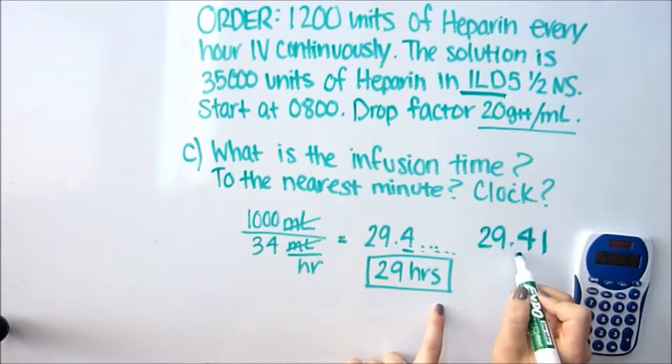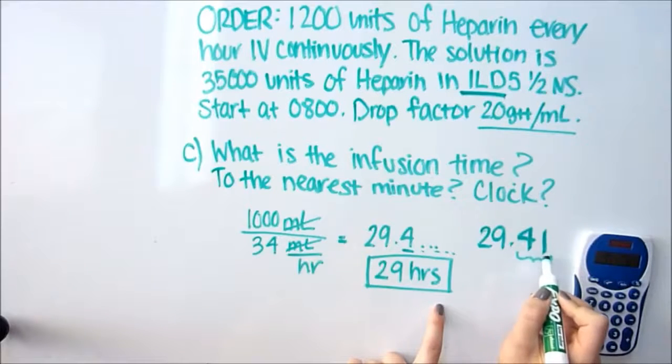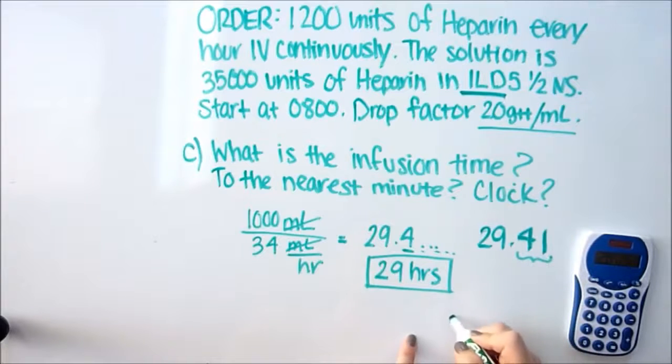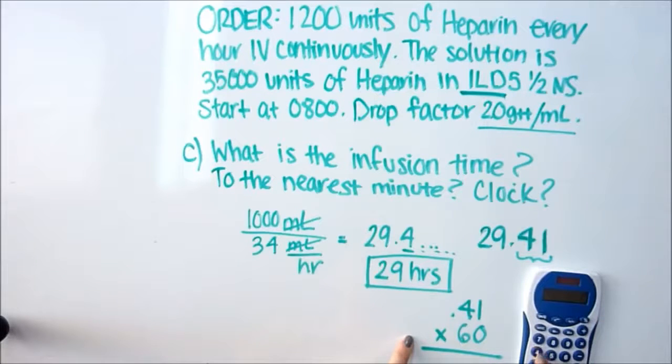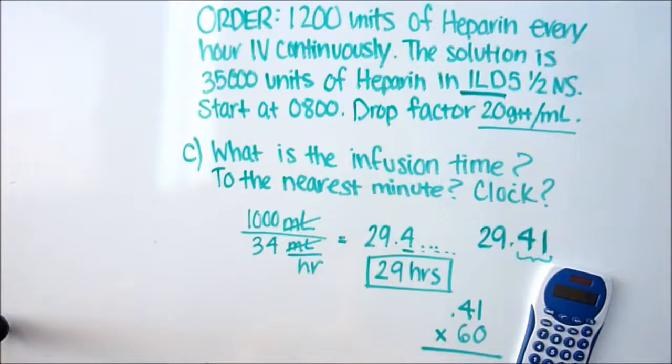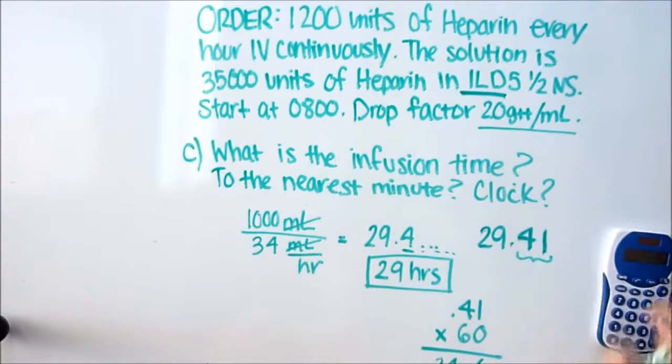29.41, right? So we're going to look at the tenths and the hundredths spots. So we're going to take 0.41 and we're going to multiply that by 60, right? Because there's 60 minutes in 1 hour. So take our calculator, put 0.41 times 60 equals 24.6. And then 6 is greater than 5, so we have to round up. So it would be 25 minutes.